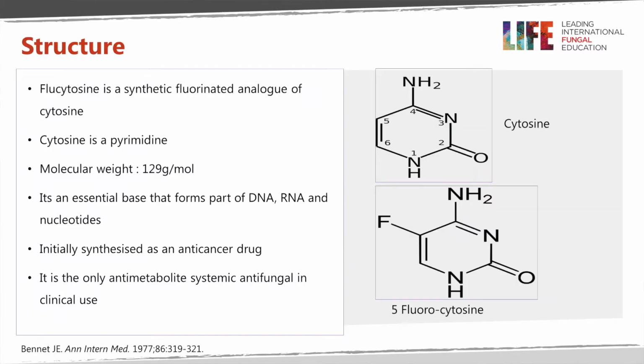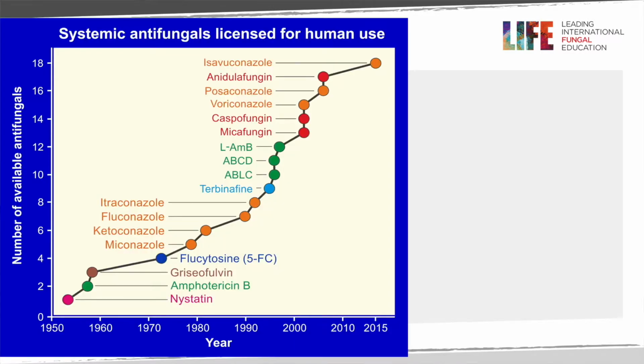Flucytosine is a synthetic fluorinated analog of cytosine, and cytosine is a pyrimidine, which is a base that forms an essential component of DNA, RNA, and nucleotides. Initially it was made for the purpose of treating leukemias and other forms of cancers, but it gained clinical use for treating fungal infections rather than cancer. And it is the only antimetabolite systemic antifungal in clinical use.